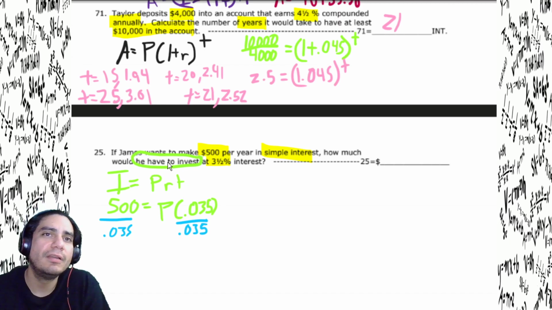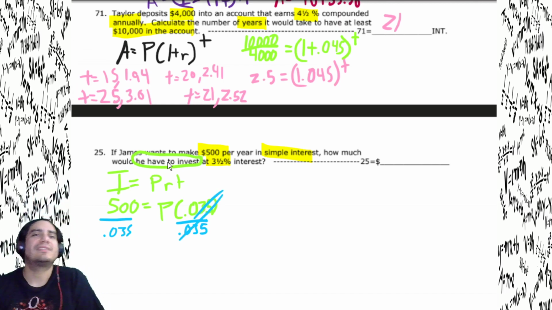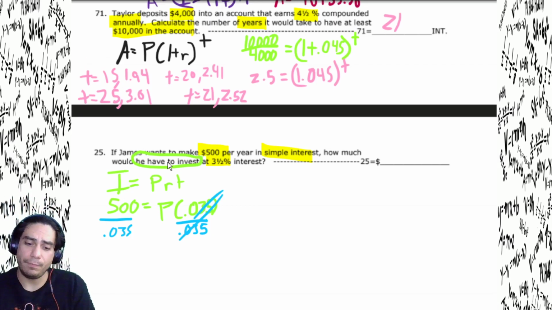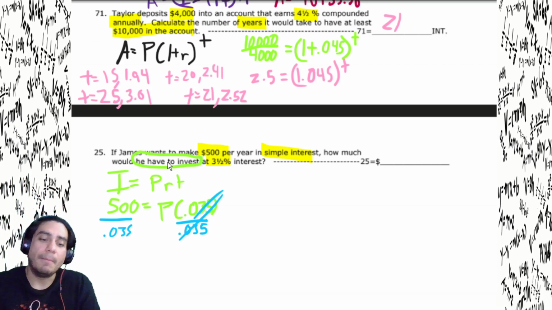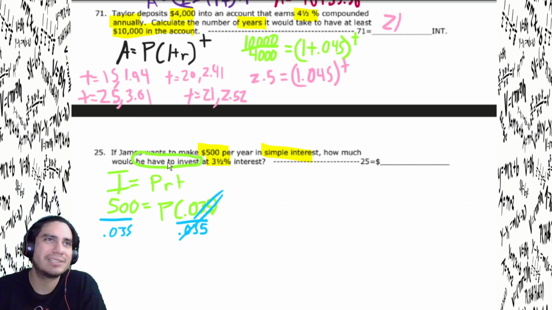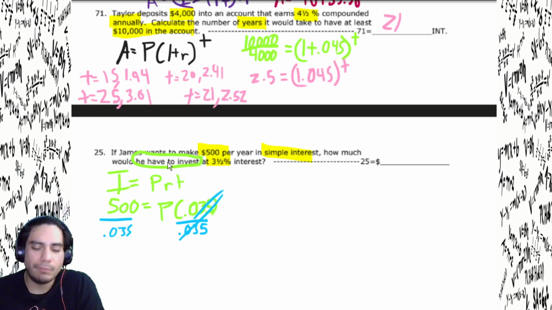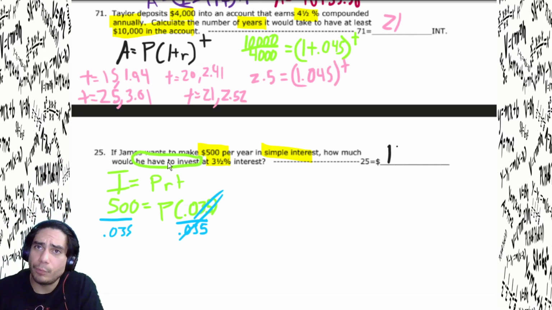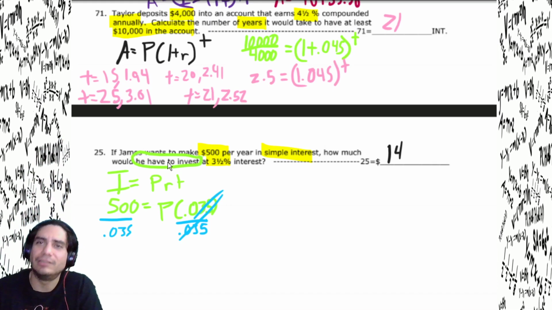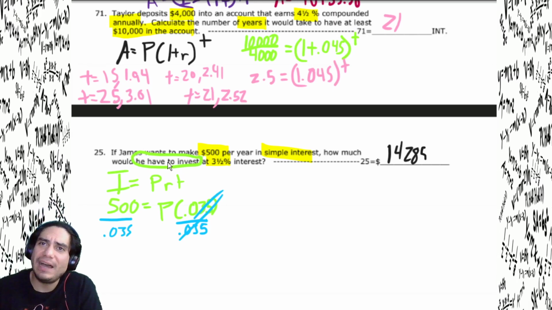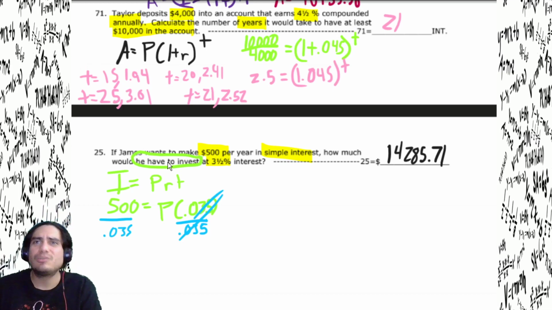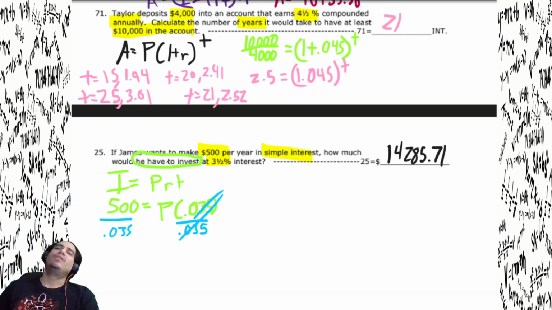Notice how my right side cancels each other out, and I get 500. And I'm going to divide by 0.035. Oof, that's why with these percentages, when you got a low interest rate, you got to make your money work for you and work the right way. I ended up with $14,285.71. That's what you gotta have in the bank to make 500.